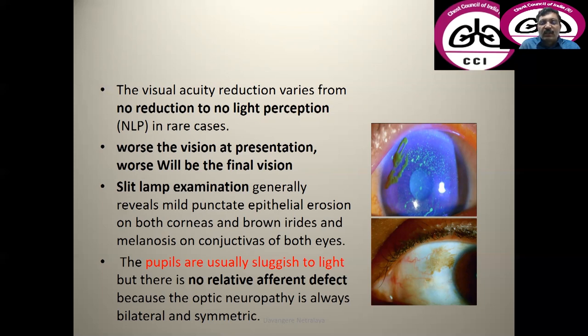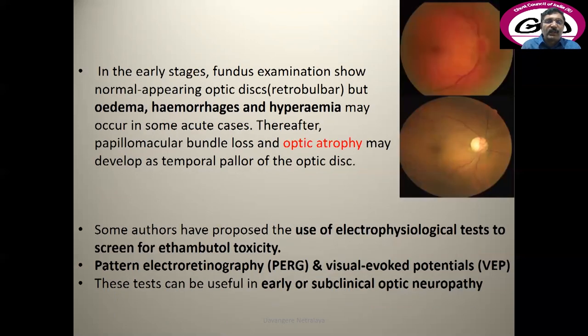and pigmentary changes on the conjunctiva, as shown in the right corner photograph. You can see the pigmentary changes in the conjunctiva causing melanosis, or brown iris can also be seen. Due to optic neuropathy, the pupils are usually sluggish in these patients, but you may not see the relative afferent pupillary defect because there will be bilateral symmetrical involvement of the optic nerves.